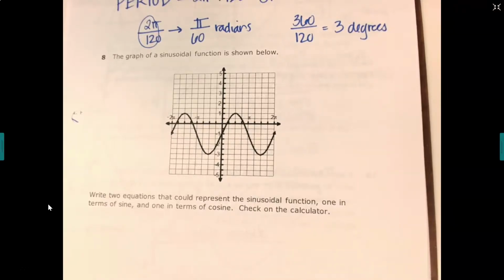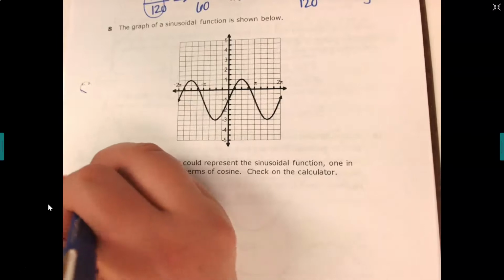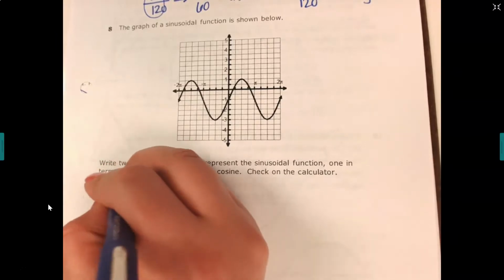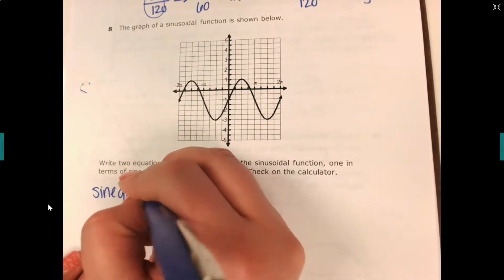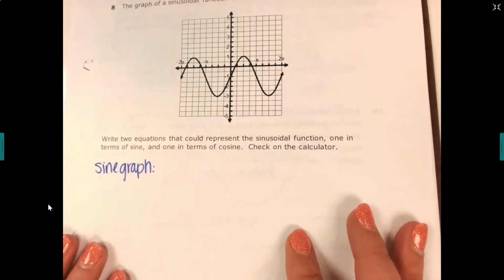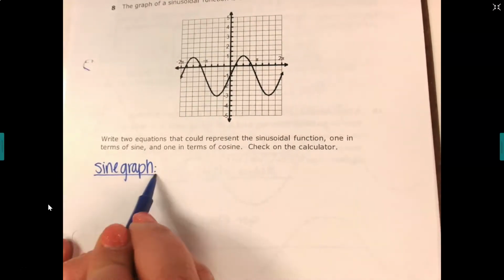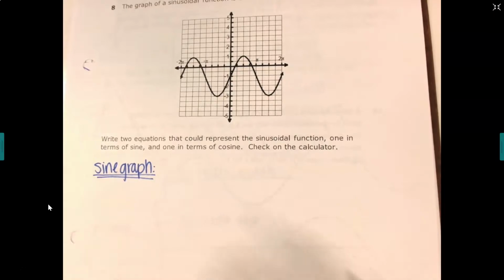So let's say first that we want a sine graph. Where does a sine graph always start? In the middle. Now, that means I need to find the middle. So, what's the highest point on this graph?